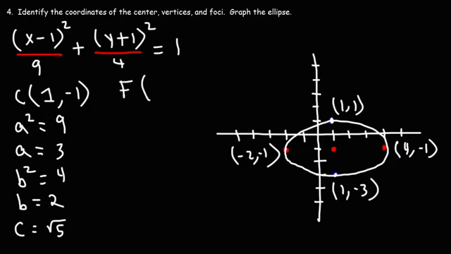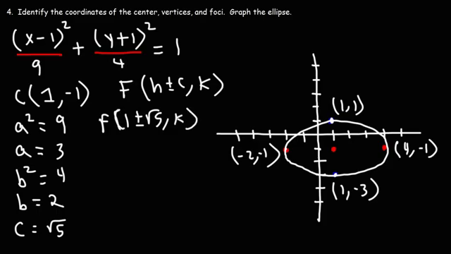So the coordinates of the foci for a horizontal ellipse is going to be h plus or minus c comma k. H is 1, c is the square root of 5, so it's going to be 1 plus or minus √5 comma k. In this case, we can't simplify the coordinates of the foci. So we have to leave it like this. So that's our answer for the coordinates of the foci.